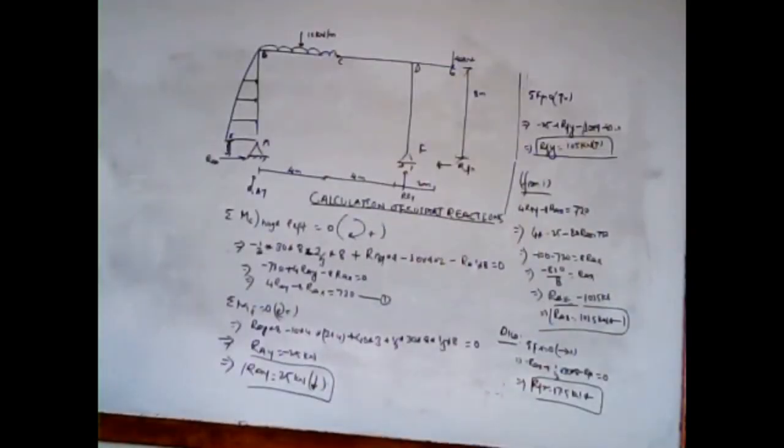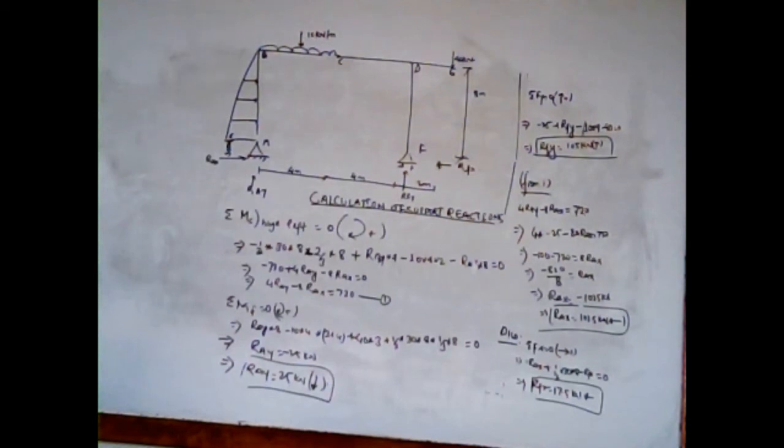So friends, first we need to determine the support reactions, the ones that were assumed in the first step. For determining the support reactions, we can use the equations of static equilibrium. So at first we will use the summation of moment at point C, the internal hinge, equals 0, taking the left side only, and taking clockwise moment as positive.